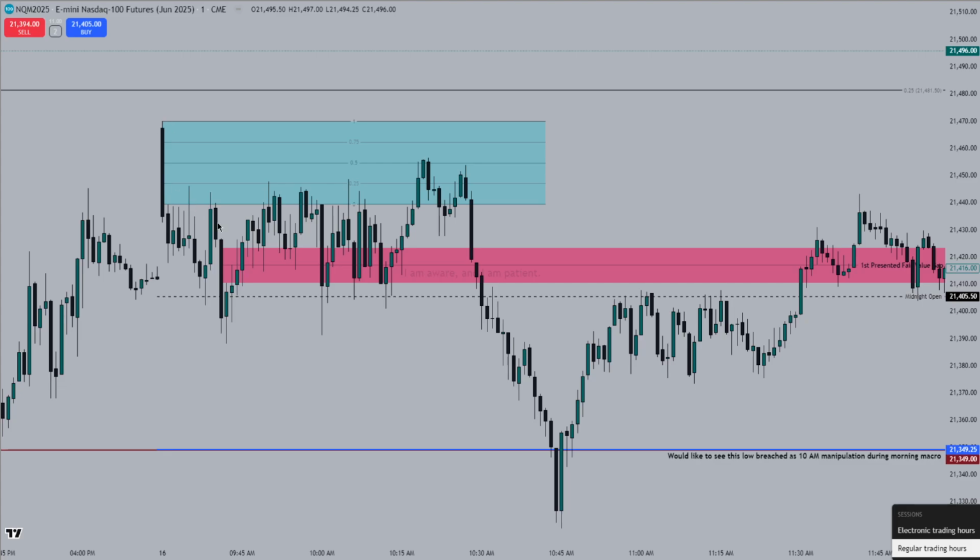So what we have drawn on is the first presented fair value gap. We still have the midnight open. We have that 7 p.m. to 12 a.m. low drawn on here. And let's really quickly talk about this gap here now.